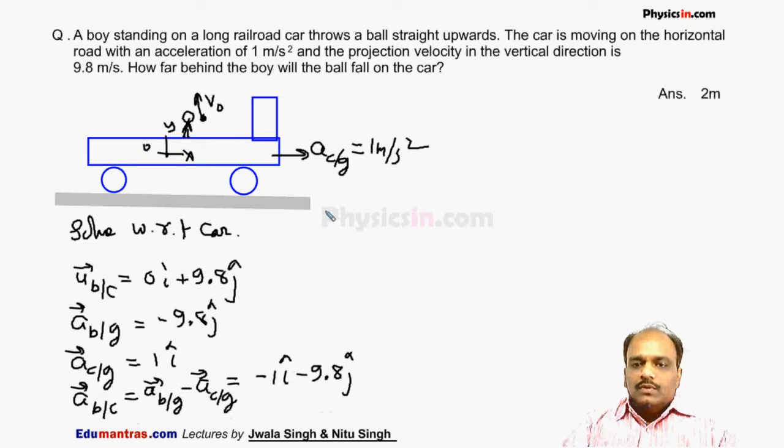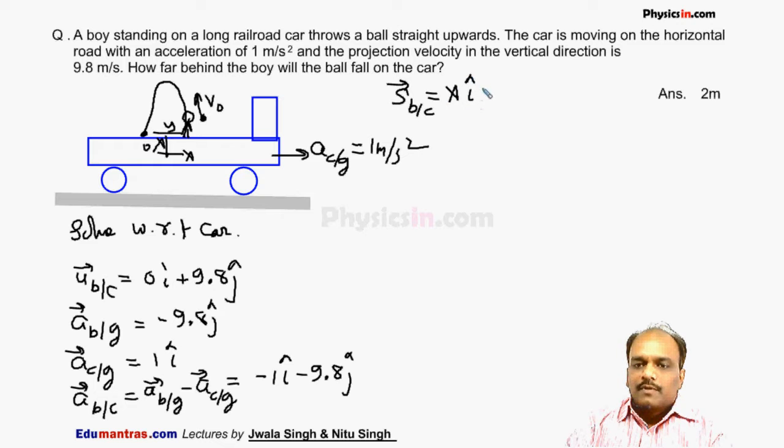Now let the ball move like this. It goes upward and it falls here. With respect to car, it falls a distance x. So the displacement of ball with respect to car, let it be x coordinate, x displacement is x I cap, and the vertical displacement is 0 j cap. When it strikes the car, the vertical displacement is 0.